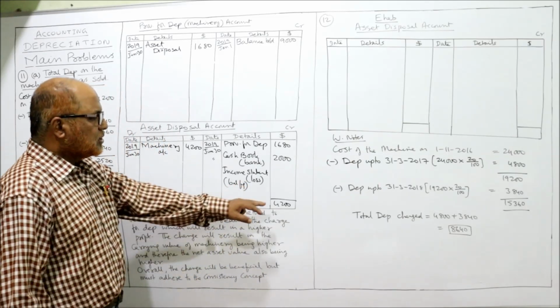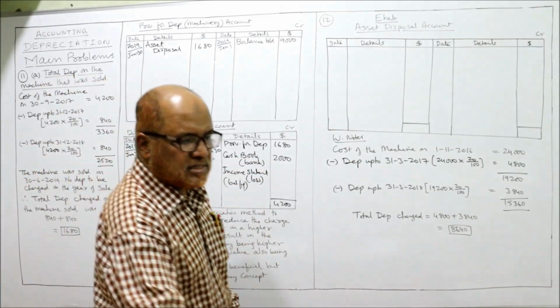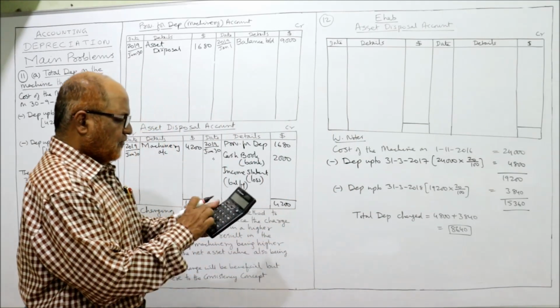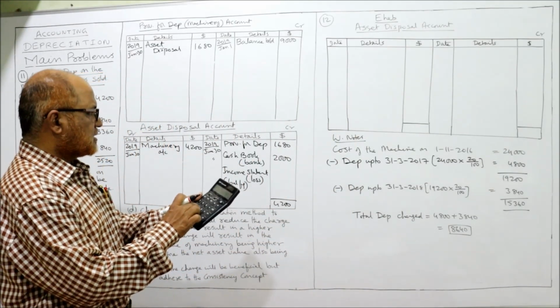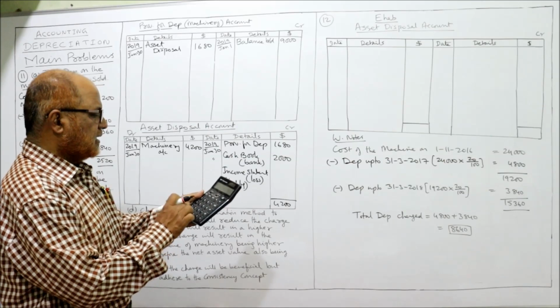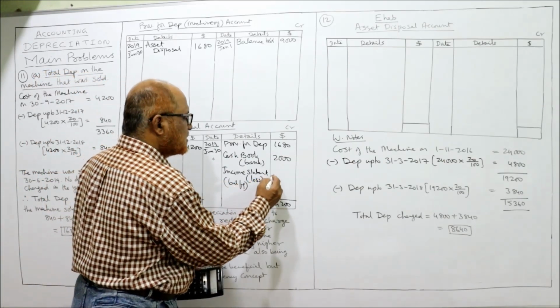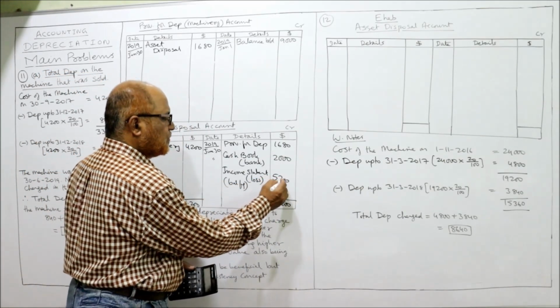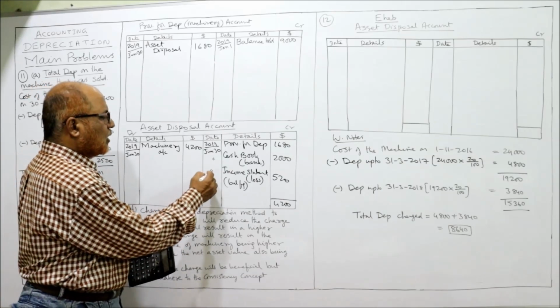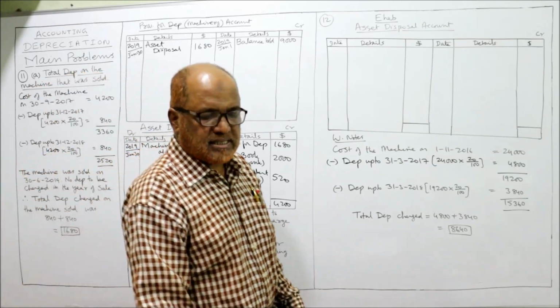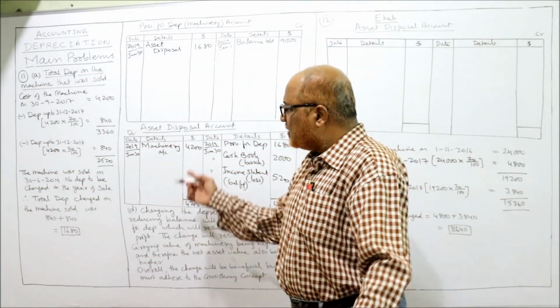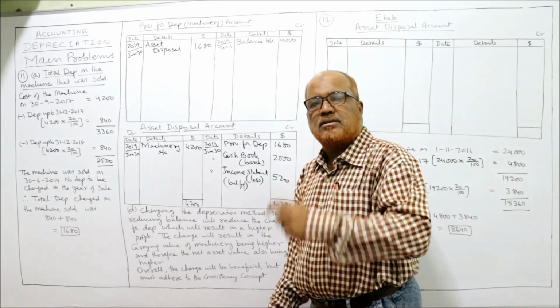So 4,200 minus 3,680. See here, 4,200 minus 3,680. So 520 rupees is the loss. $520 is the loss on sale of machine. That's it. Asset disposal completed.